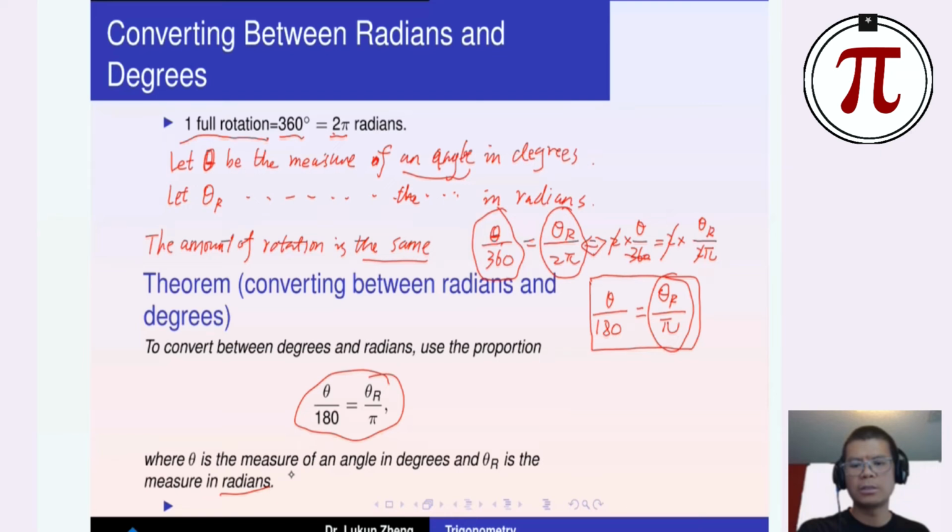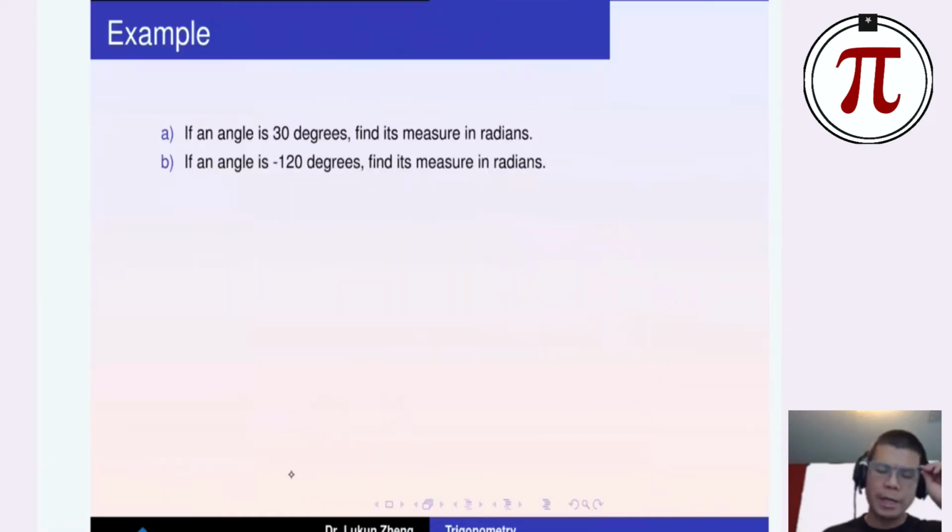To convert between degrees and radians, use the proportion theta over 180 equals theta r over pi, where theta is the measure of the angle in degrees, and theta sub r is the measure in radians. So this is the theorem we discussed in last class, and today we're going to continue with this example.